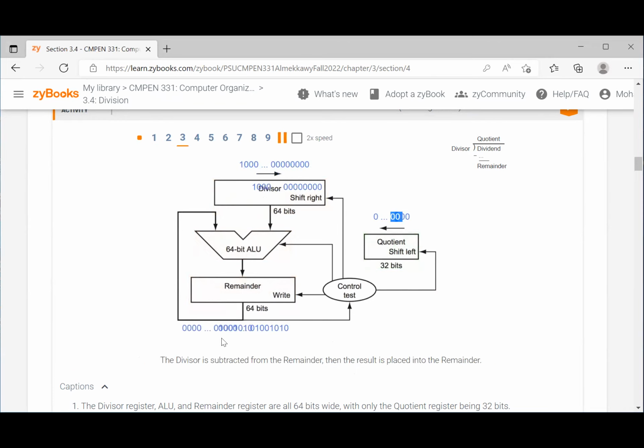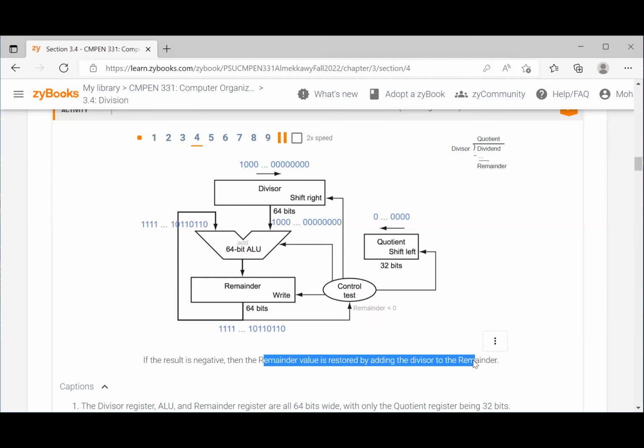Then I will subtract the divisor from the remainder, and then check the result, because I don't know in advance if it is greater or not. If the result is negative, I know now that it was not. If it is positive, then I have to do other things, as we will see right now. If the result is negative, then the remainder value is restored by adding the divisor to the remainder. Because if it is negative, this means I shouldn't have done this. I have to return everything as it was.